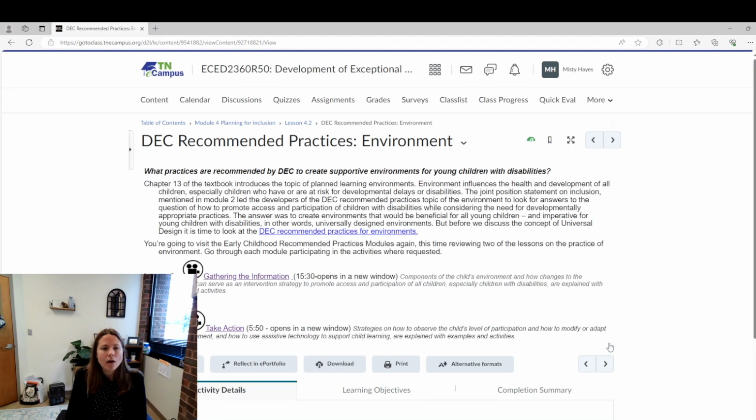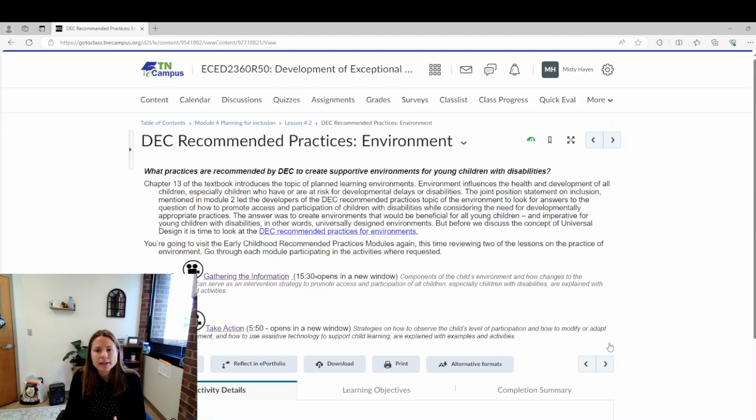Okay, so what are the recommended practices when we're looking at environment and how environment plays a key role in supporting children? We always say the environment's like the third teacher, right? Because the environment should be set up and planned appropriately, and it's going to influence the development of the child. So not only the instructional development, but all development, the social, the health, those milestones that we're looking for, especially those who are at risk for developmental delays or those who have special needs.